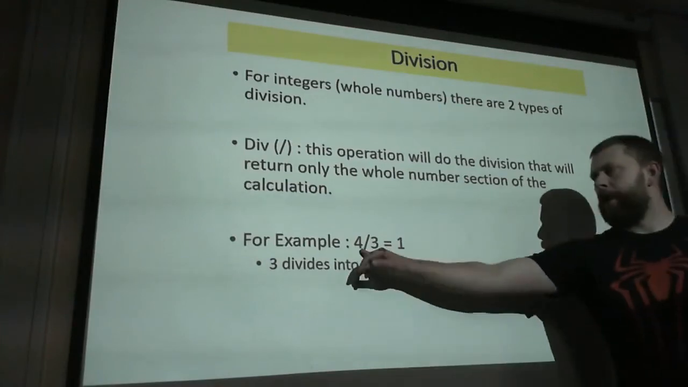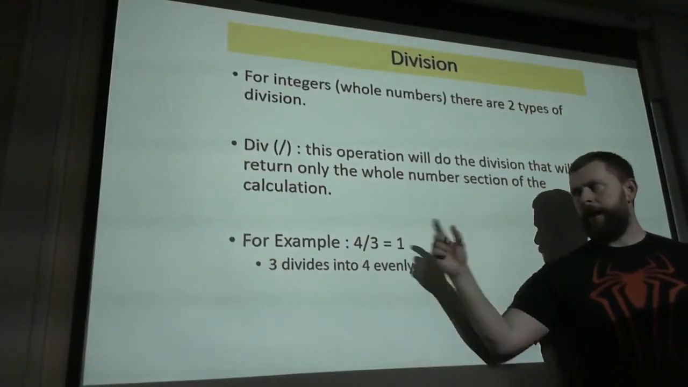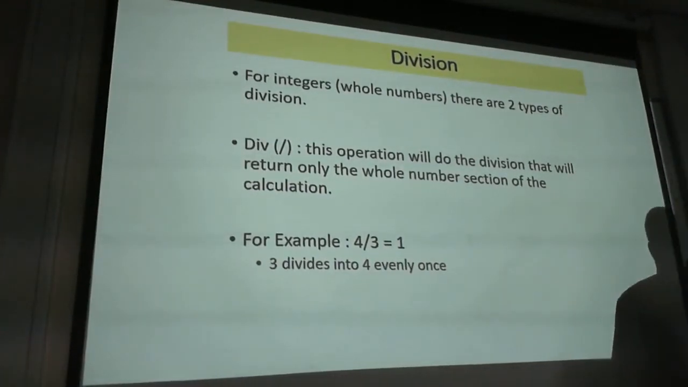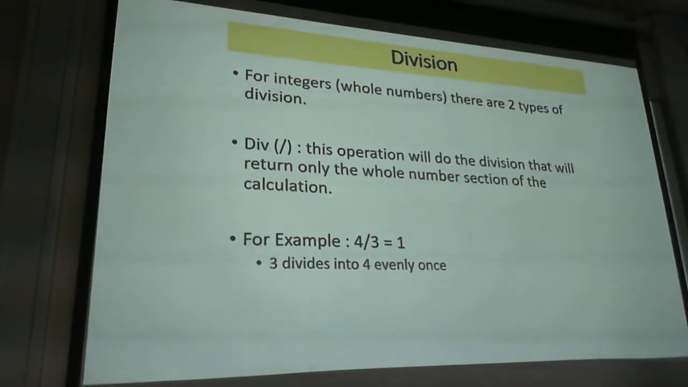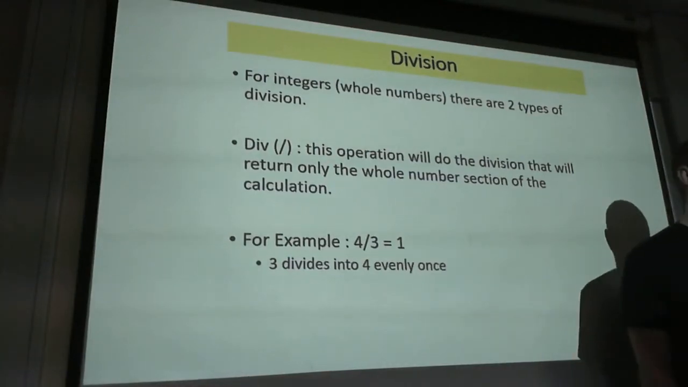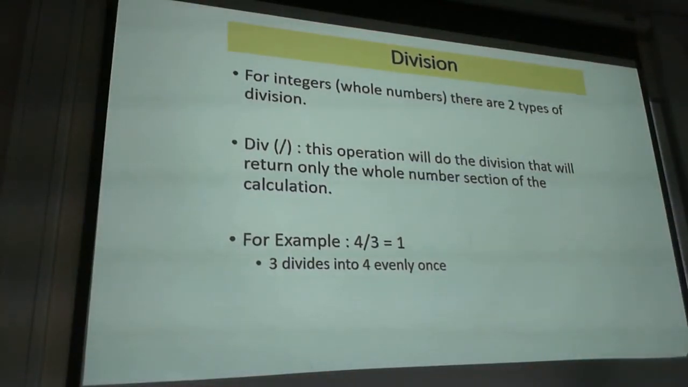So div 3 says, if I divide 3 into 4, how many times does it go in evenly? And that will give you whatever number it is. In this example, it'll give you 1. Now we know it's not 1, it's 1.33333, but we don't have decimal points. We only have whole numbers, so it just gives you the whole number part.